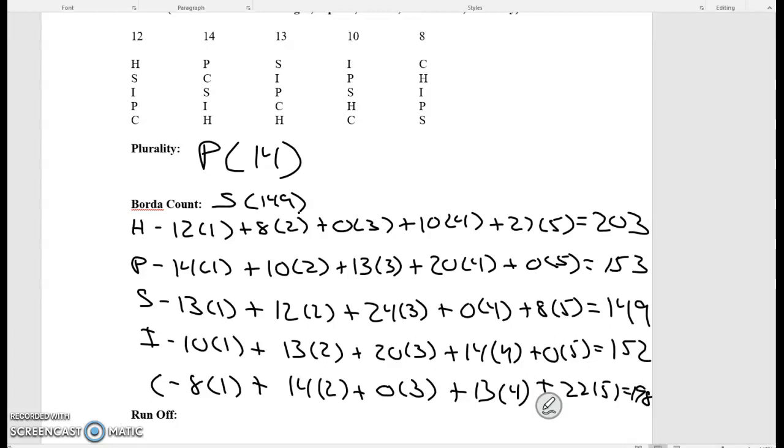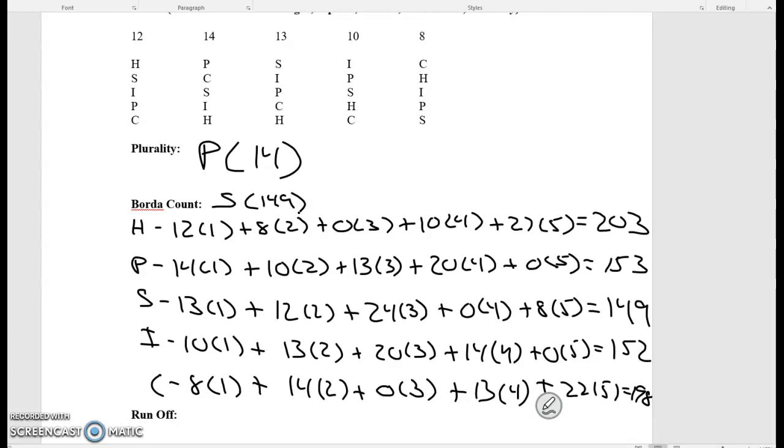And if you're adding across, 12 and 14 is 26. 26 and 13 is 39. 39 and 10 is 49. 49 and 8 is 57. You should be getting 57 votes every single time. So 12 and 8 is 20. 20 and 10 is 30. 30 and 27 is 57. I probably didn't miss anything.